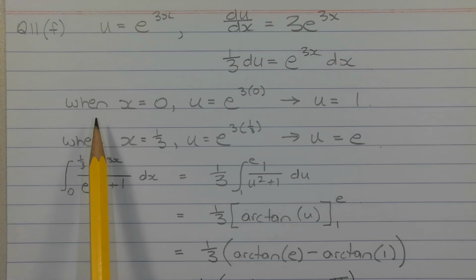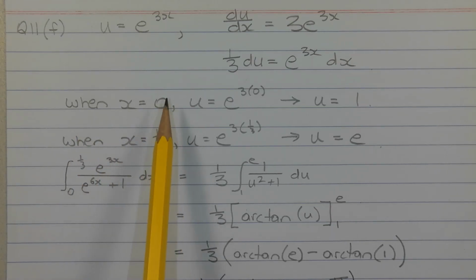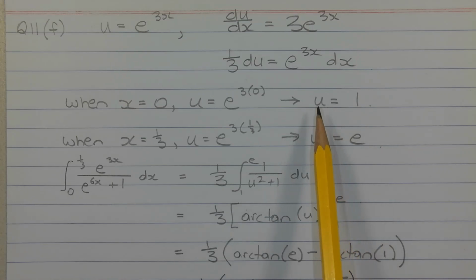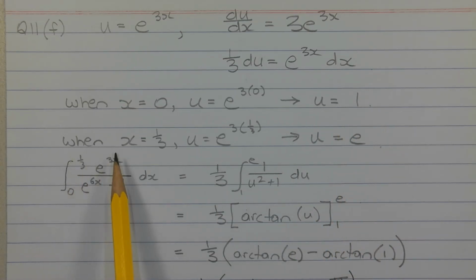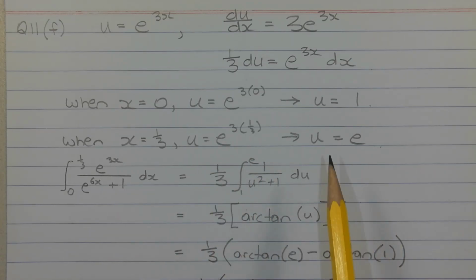Now I'm going to change the limits of integration from being in terms of x to being in terms of u using the substitution. So when x equals 0, so that's our original lower limit, u is equal to e to the power of 3 times 0, so that's e to the power of 0, which of course equals 1. So the new lower limit is u equals 1. And when x is equal to 1 over 3, which is our original upper limit, u is equal to e to the power of 3 times 1 over 3, so that's e to the power of 1. So our new upper limit is u equals e.